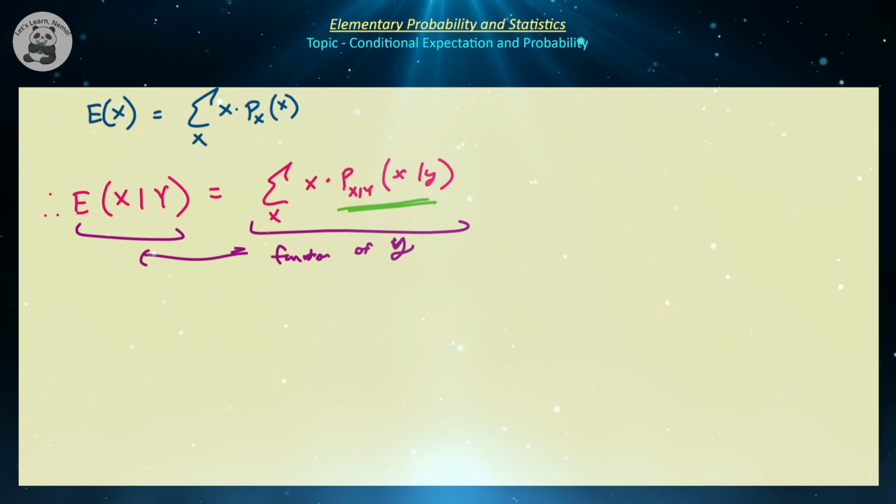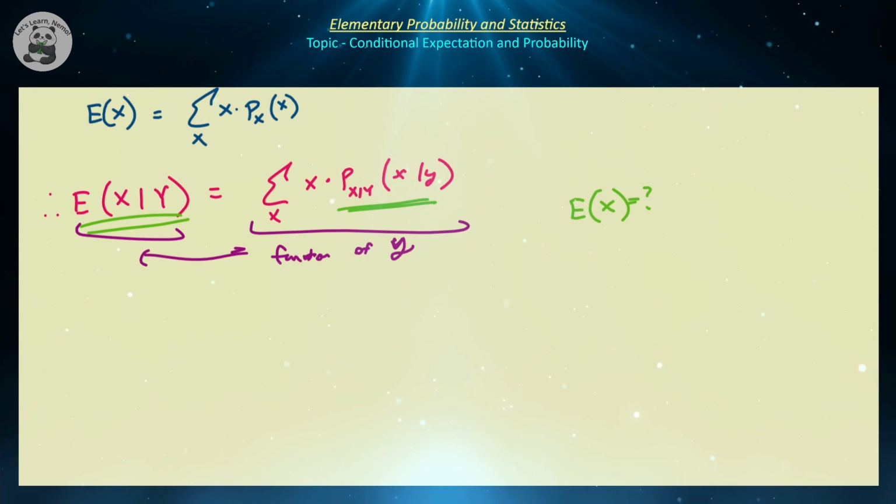p(x | y), and obviously from this definition we can get the expected value of x given y, but can we just get the expected value of x even if we do not know the value of y that is taken by the random variable capital Y?